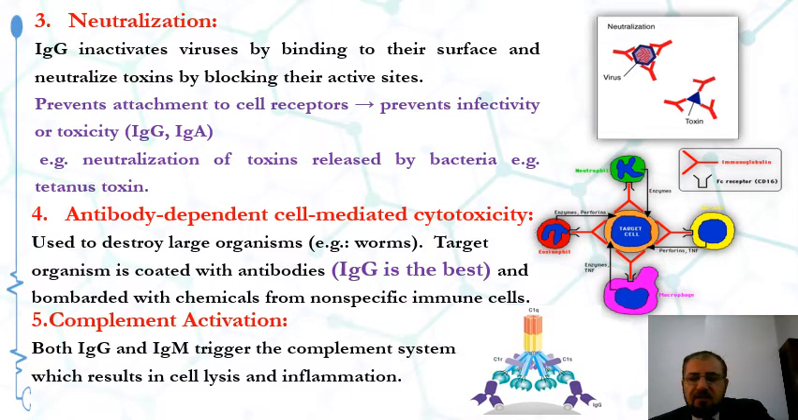Number five, the complement activation, and we discussed this in detail before, and you know that 2 molecules of IgG or 1 molecule of IgM will trigger the classical complement activation, leading to lysis of the pathogen, or leading to enhancing inflammation to eliminate the pathogen.